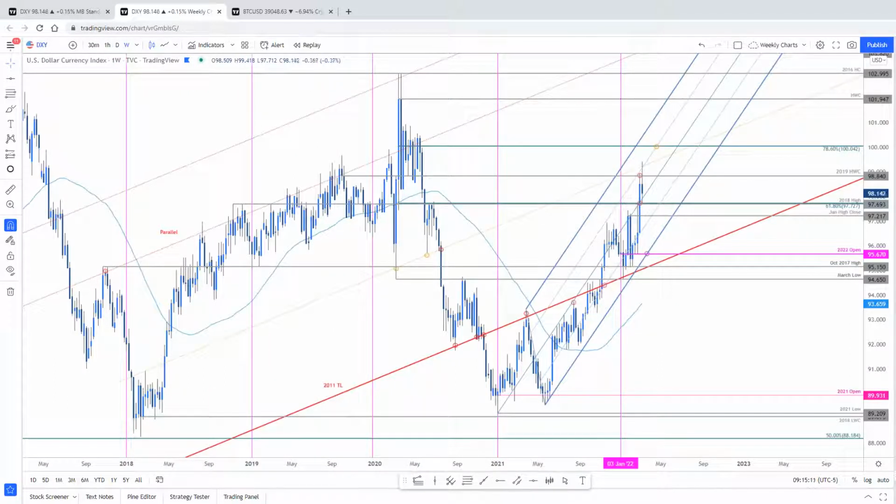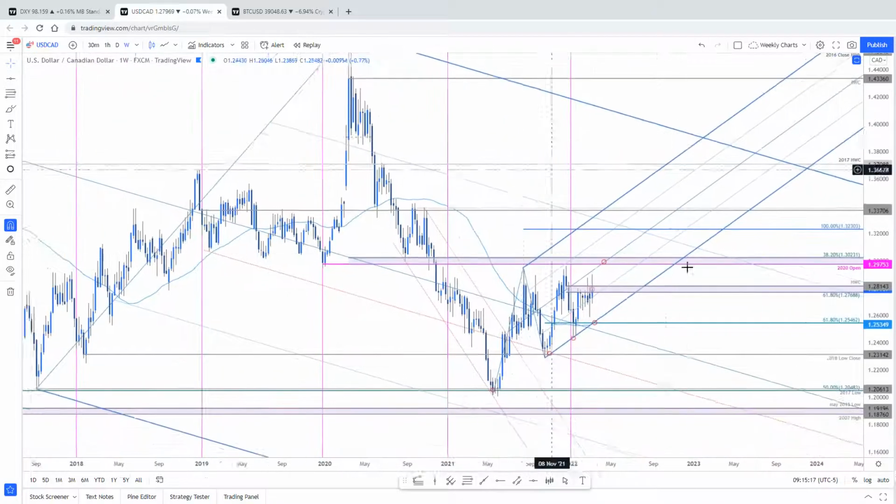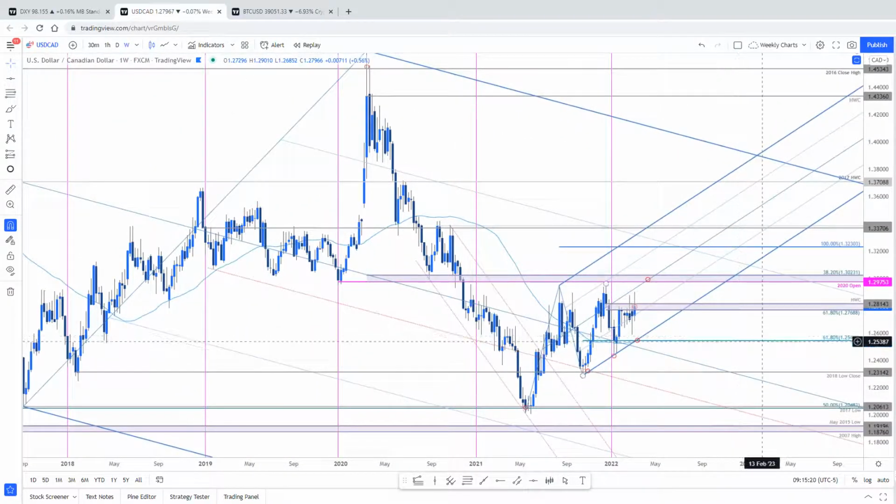Last but not least, loonie. So dollar CAD, man, this thing's been pissing me off so hard. Listen, I wrote a piece about this on DailyFX as well yesterday, this exact chart. And all I said was, we need to close 28.13, 28.14 if this is going to be a breakout.